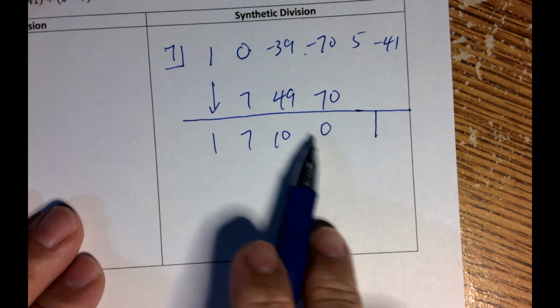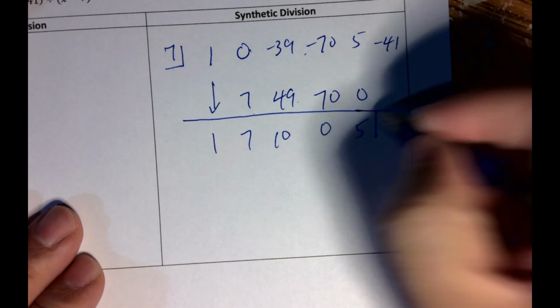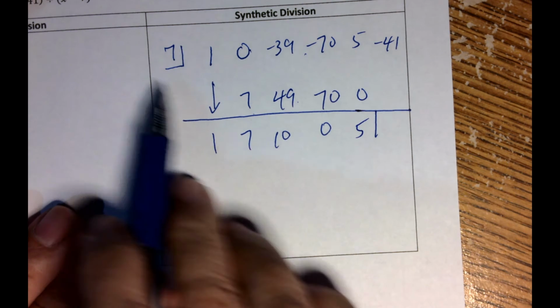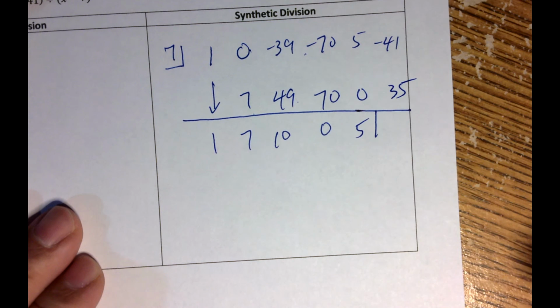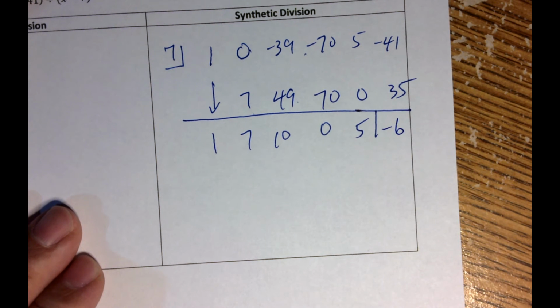7 times 0 is 0. 5 plus 0 is 5. 7 times 5 is 35. And then when I combine the last set, it's negative 6. So this time I have a remainder of negative 6.